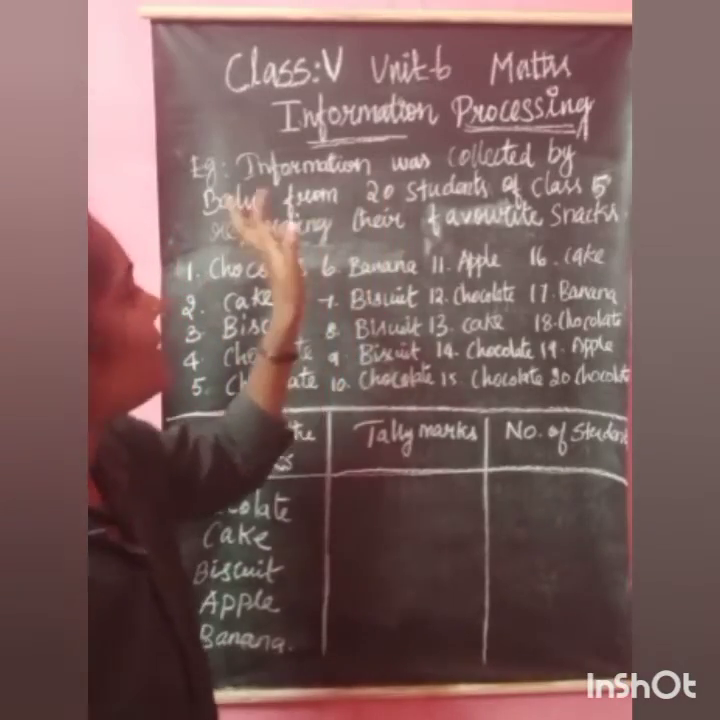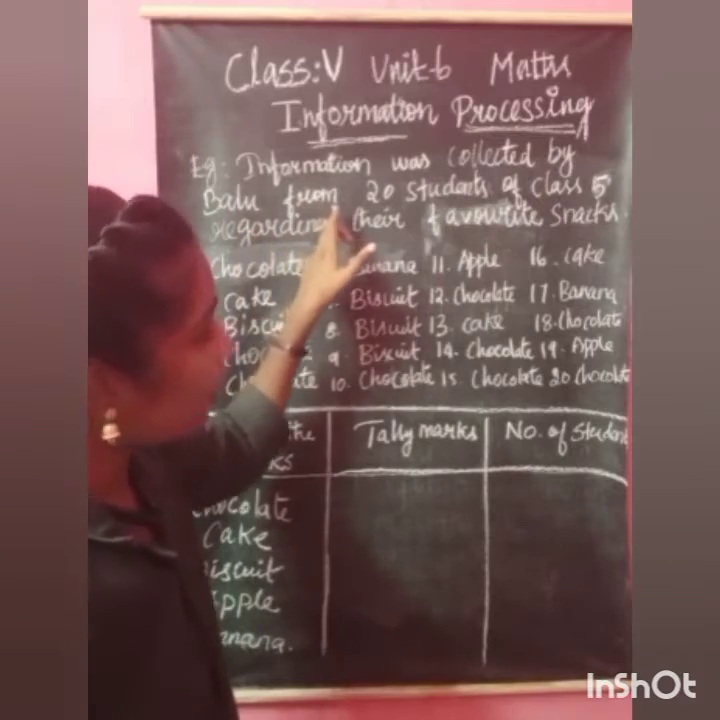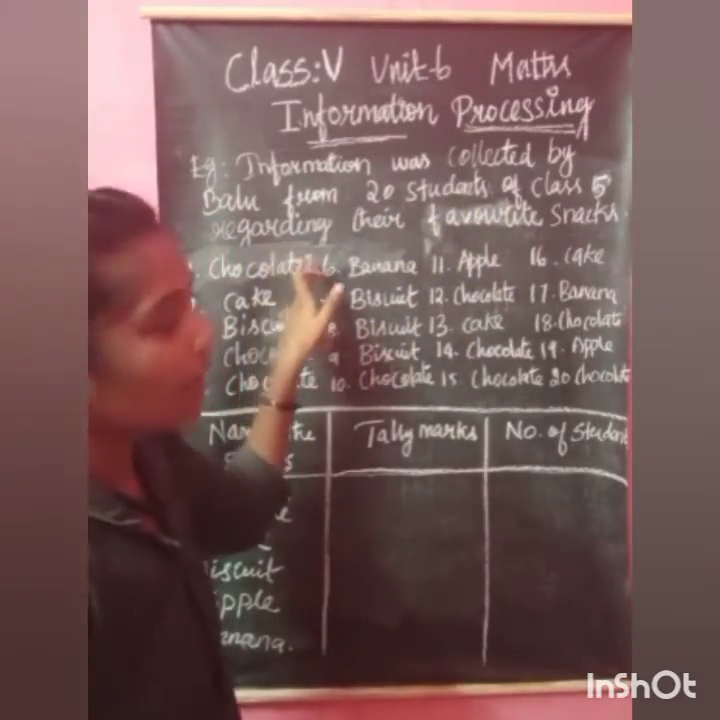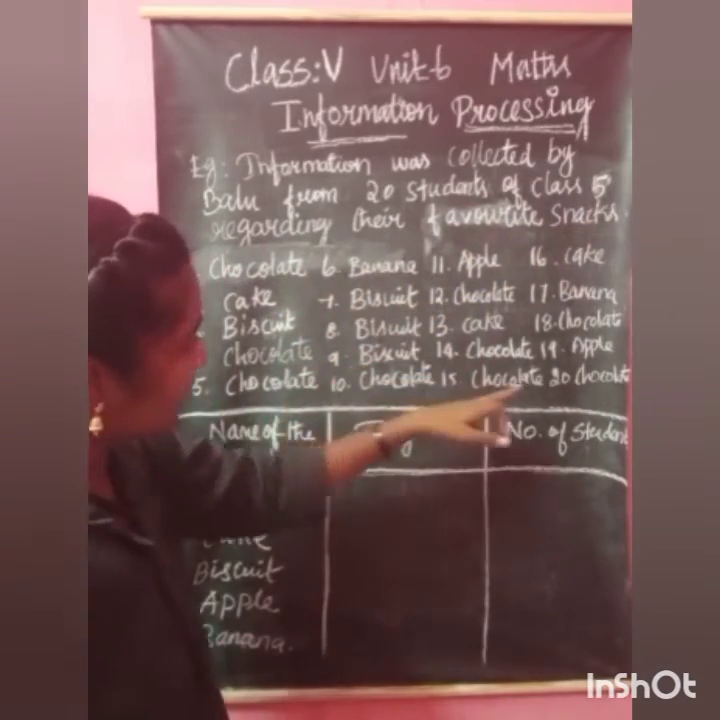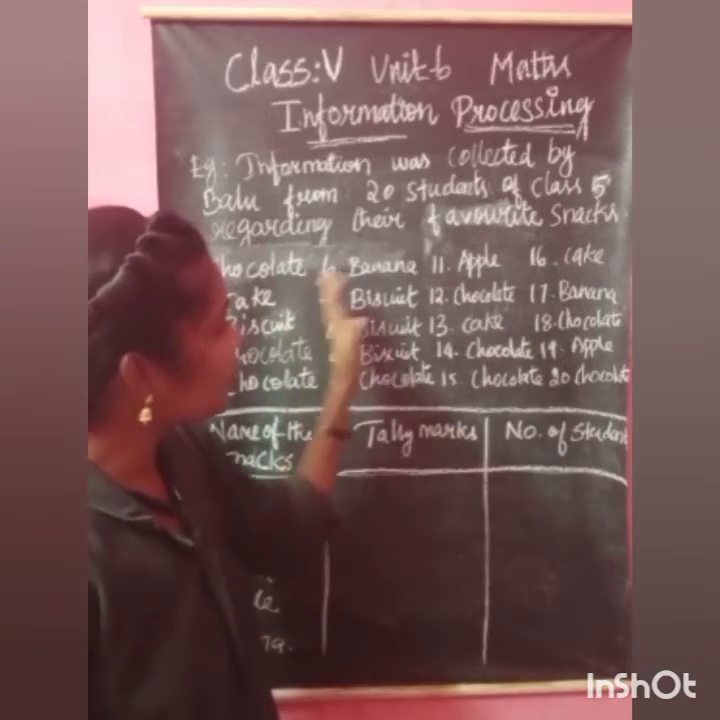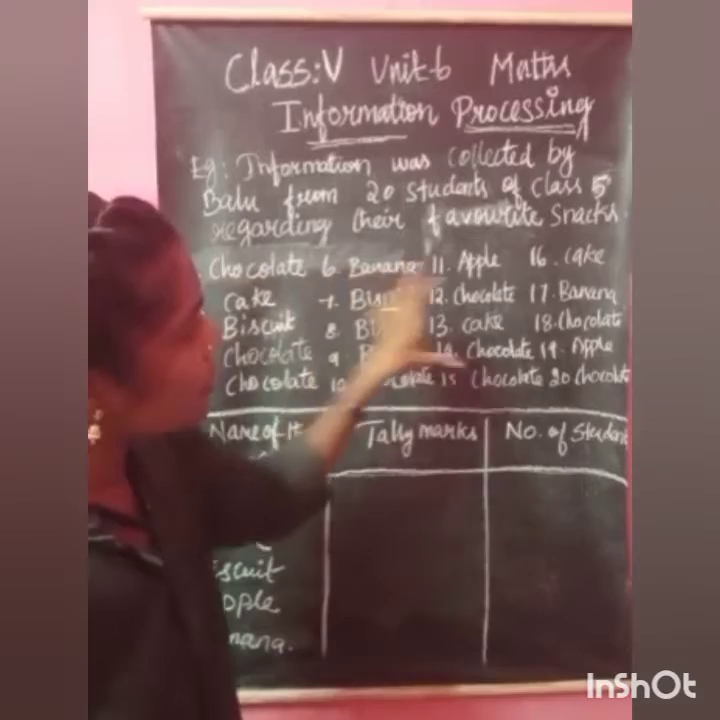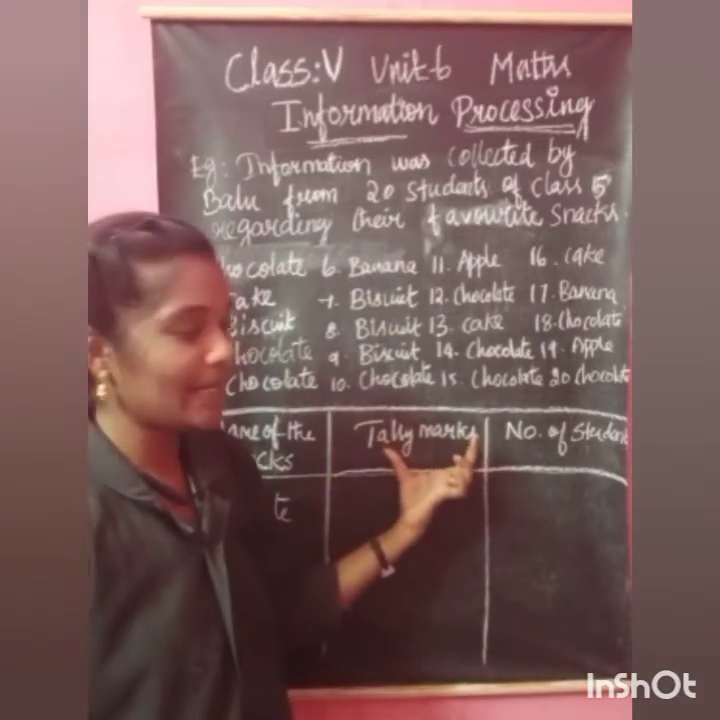Let's see the example, children. Information was collected by Balu from 20 students of class 5 regarding their favorite snacks. Here 20 students are given, so 20 snacks. See the children, so how to count? It's very difficult, no? So we are using the tally marks.